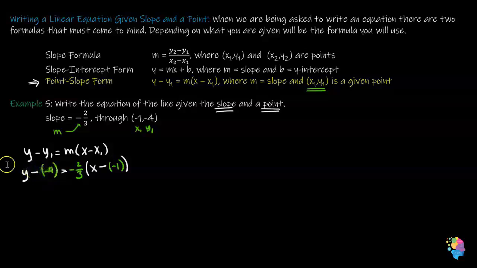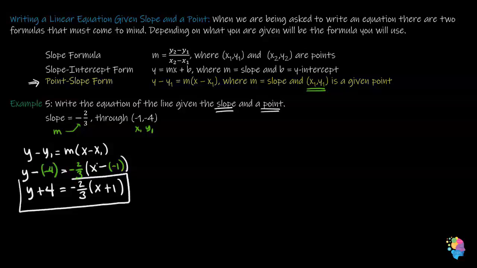This minus negative turns into a positive, so this is y plus 4 equals, bring down the slope, bring the x, and we have it again here. We have a minus negative. So a minus negative turns into a positive, and we are complete. This will be your answer if they don't specify what equation format they want. This is the point-slope form.